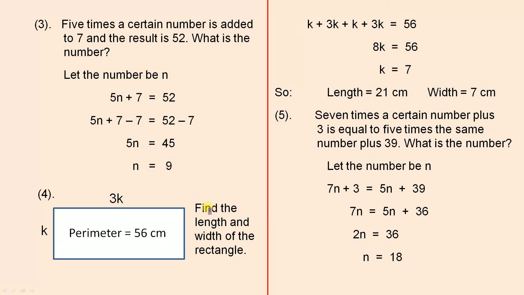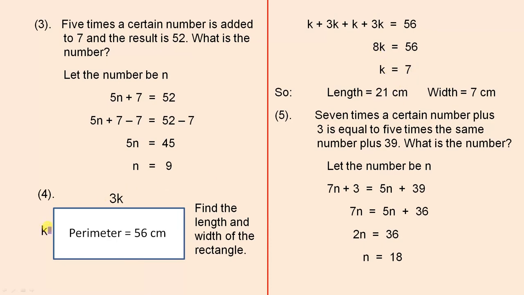Number 4. Find the length and width of the rectangle. So the length is 3k and the width is k and the perimeter is 56. That's the information we're given. So if we add k, 3k, k and 3k, because they're the four sides, that gives us 56. When we add the left-hand side up, we get 8k equals 56. Divide both sides by 8, which gives us k equals 7.